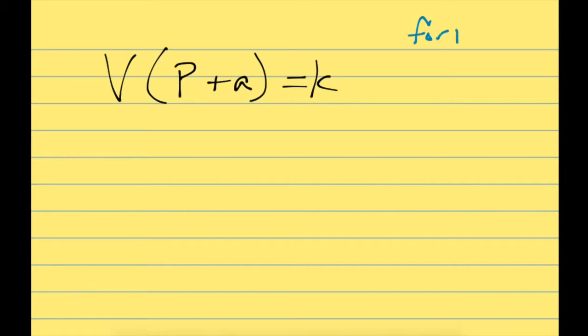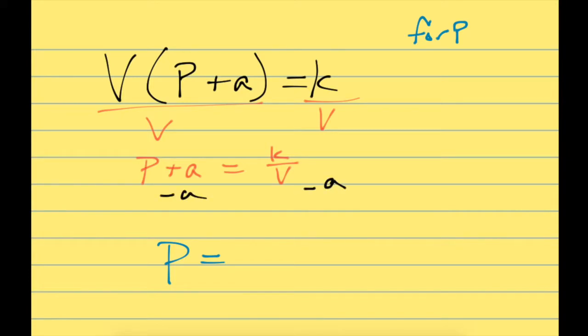Now, if I have another one like this, the strategy I like to use, if I want to solve for p, that is, I'm trying to get p equals, I want to get p all by itself. So what I'm going to do is, instead of distributing, I'm going to divide out that v. That v is attached by multiplication to the entire side, so I can divide it out. That leaves me with p plus a equals k over v. Then all I have to do is subtract that a from both sides, and I get p equals k over v minus a.